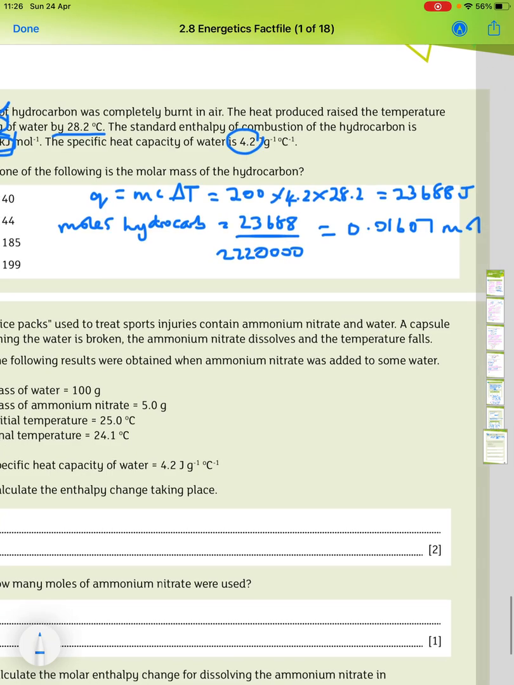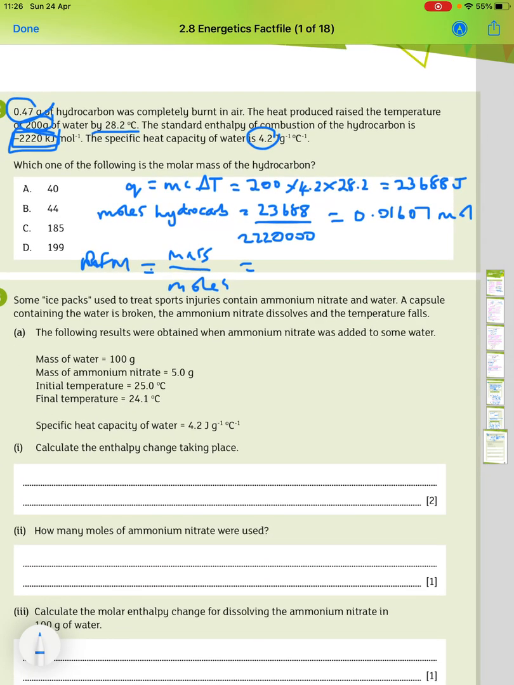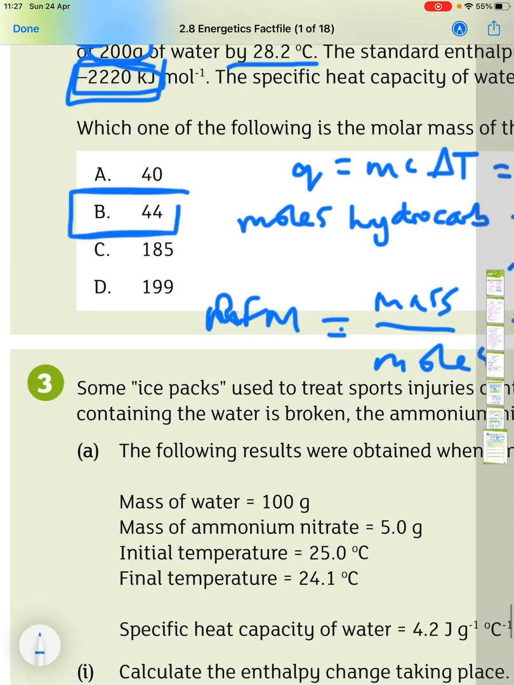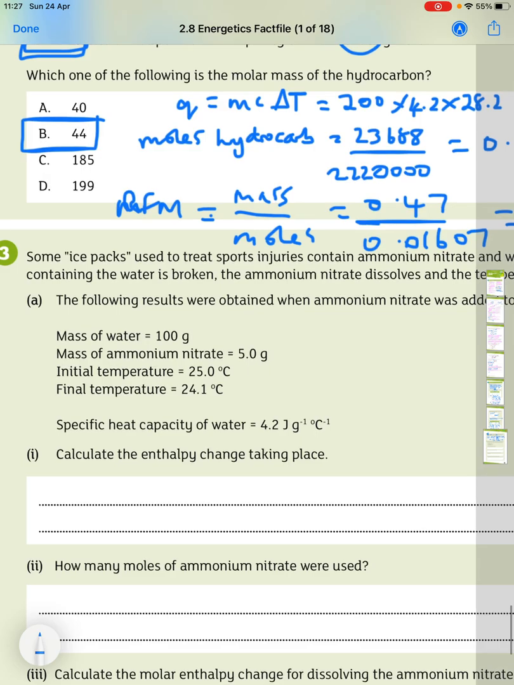And then we can work out the molar mass. The formula mass is the mass divided by the moles. So that means we have 0.47, which was at the very start of the question, divided by 0.01607, which gives us 44 as the formula mass, and that is answer B. That's a lot of work for 1 mark.